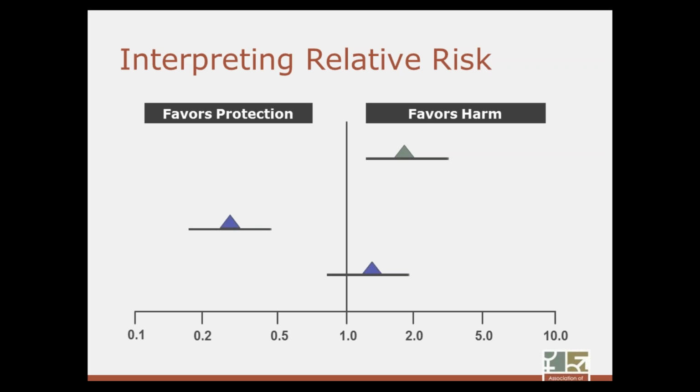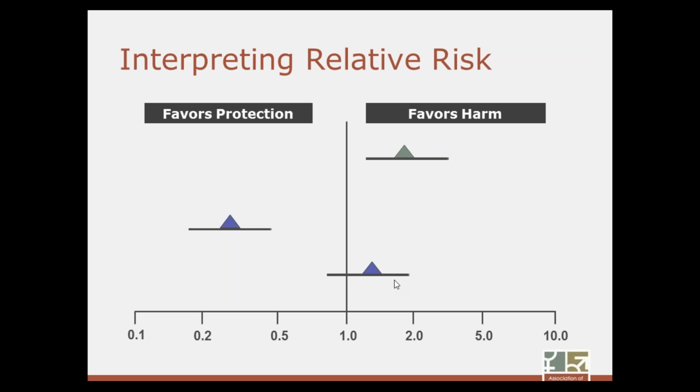So when we're interpreting relative risk, a value that exceeds 1 is an increased likelihood. When we're talking about risk of a poor outcome, that would be favoring harm. Relative risk values that are less than 1, as seen here, are interpreted as decreasing the risk or favoring protection. These bars shown here are your confidence intervals. And if your confidence interval crosses 1, that's a null result.